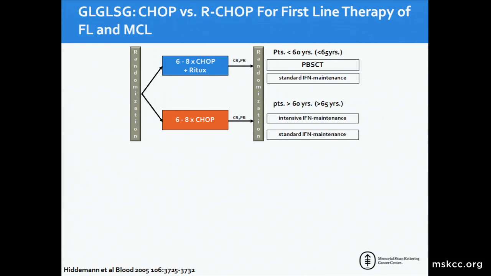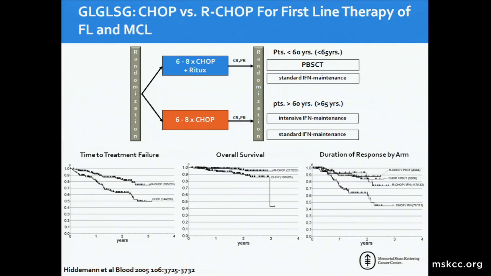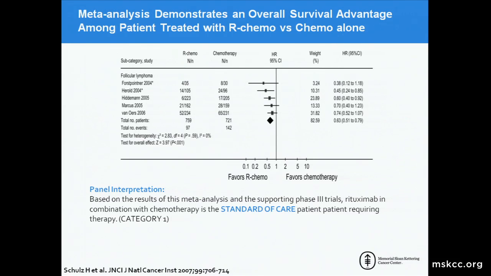Similar data was generated by the German low-grade lymphoma study group. They looked at CHOP versus rituximab in CHOP. Time to treatment failure clearly favored the addition of rituximab. Overall survival significantly favored rituximab. But interestingly, this was a strange four-arm trial. Younger patients got transplanted. Well, if you don't want to give someone rituximab, you can do a transplant, you get the same result. I would actually argue that it's better to give rituximab. So a meta-analysis has been done and clearly shows an overall survival advantage in favor of chemoimmunotherapy as first-line treatment.